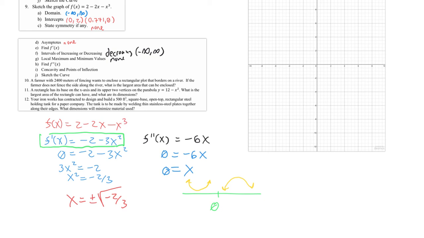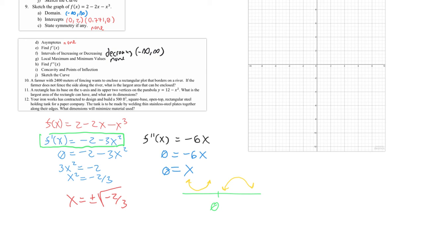So for my student at home, whenever you're doing the sign charts, just remember if you're testing a region, plug it into your current derivative, whatever derivative you're working with. If you're testing one of the critical values to find either a point of inflection or to find local maximum and minimum values, you take the critical value and you plug that into the original function.